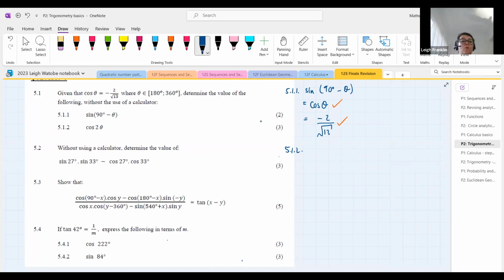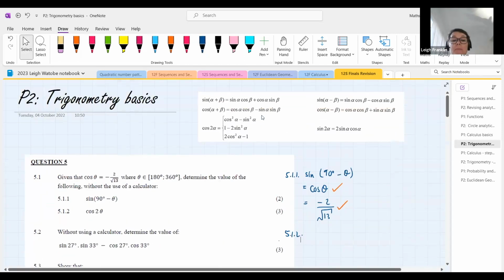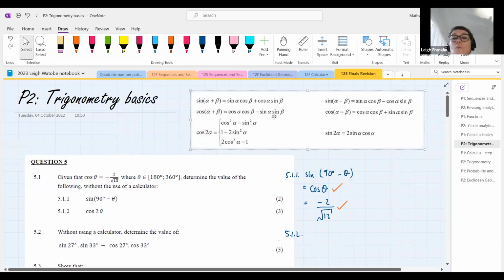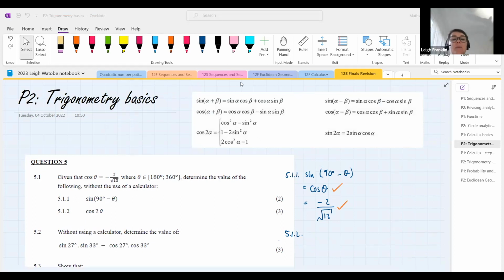Now here they want cos 2 theta. So what would we do here? Maybe I should just go up a little bit and then you can have a look at your formulae. What would you do now? Double angle, good, Linda, absolutely. Linda, does it matter which one we use? Does it matter which cosine double angle we use for question 5.1.2?